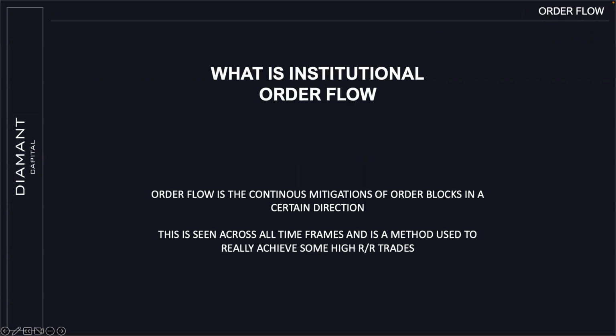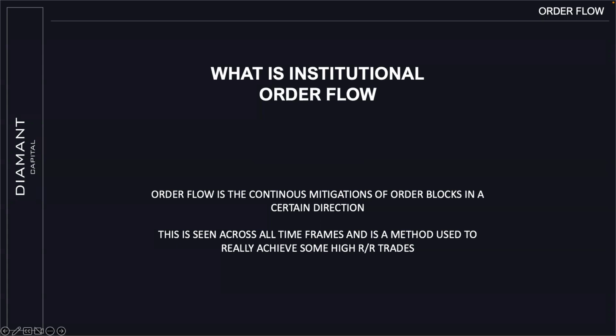Okay, so what is institutional order flow, or just order flow, as many people call it? Now, order flow is the continuous mitigations of order blocks in a certain direction. This is seen across all time frames and is a method that could achieve some high risk to reward trades. A lot of it is focused on the lower time frame, but it also applies on the high time frame as well.